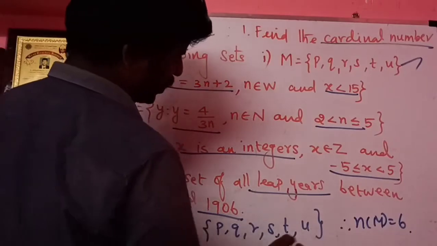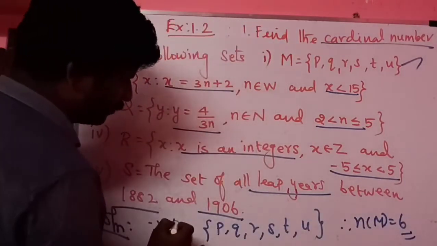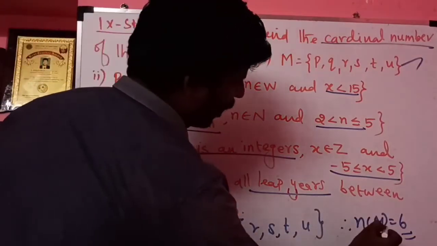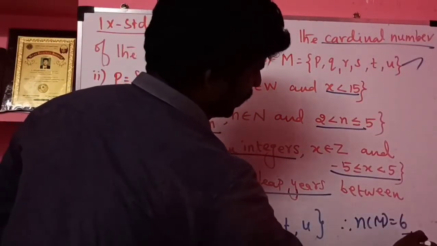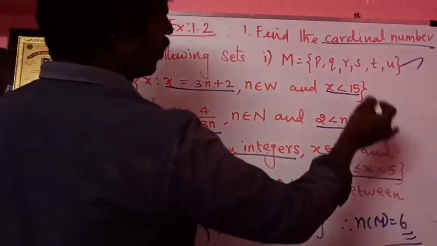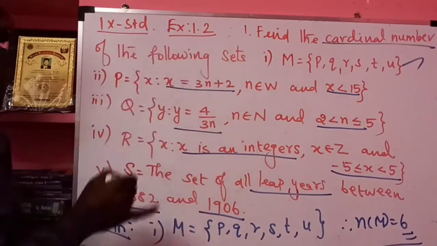Here there are 6 elements: 1, 2, 3, 4, 5, 6. The set is M, so we must write n(M). This is the cardinal number method. n(M) is equal to 6. Right? This is the answer for the first one. Now we are going to discuss the second one.